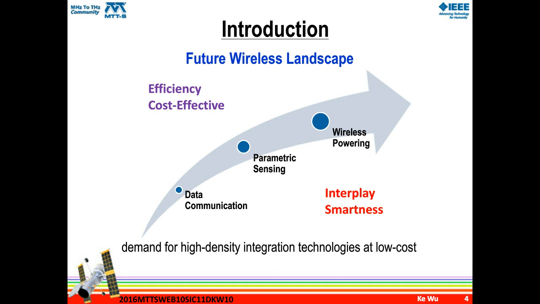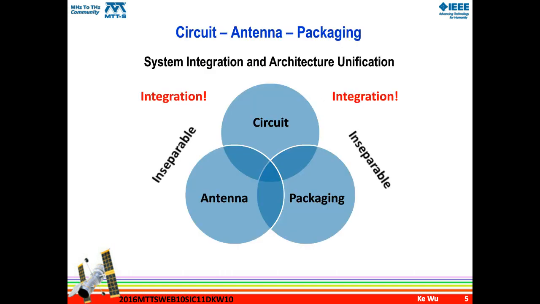Now, of course, what we are facing is creating a cost-effective and efficient technology. But regarding future system integration and architecture unification, one of the things we are facing today is really global integration. Global integration means that the circuits, antenna, and packaging cannot be separated. For example, when the frequency goes up, you cannot separate circuits and antenna anymore.